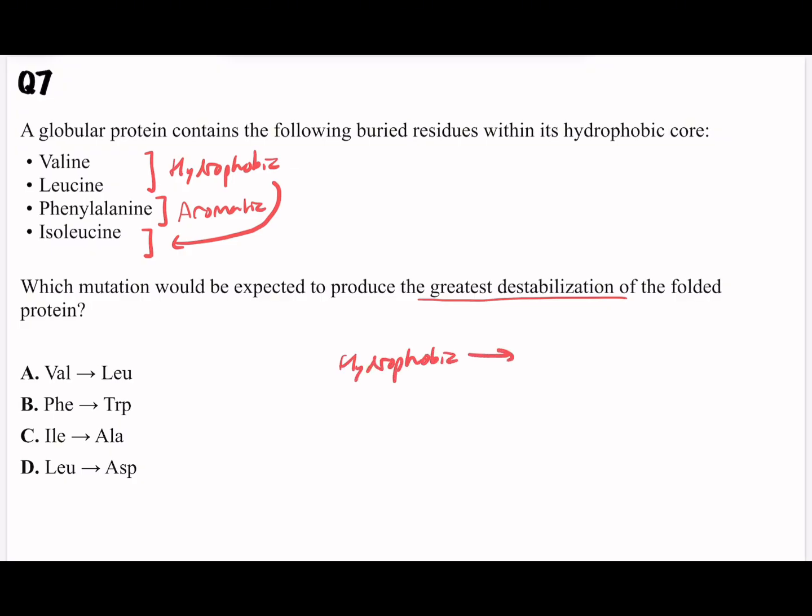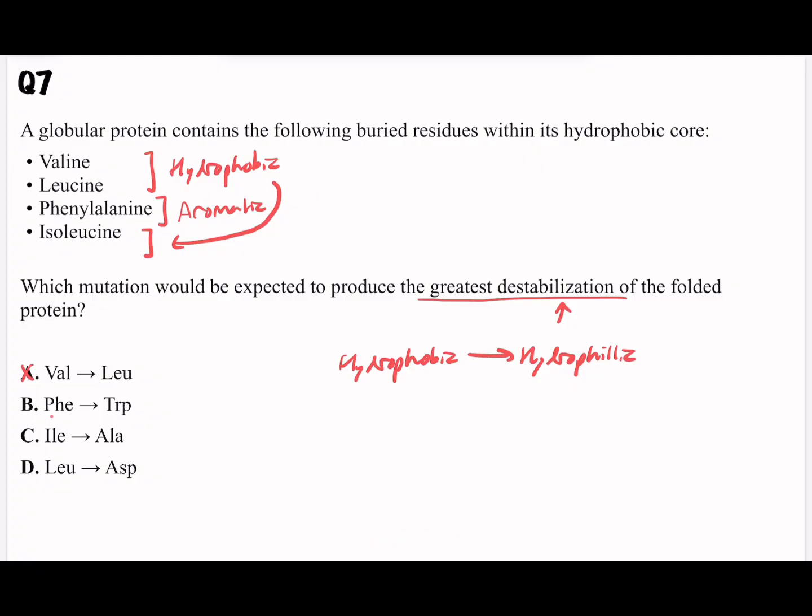and replace it with something hydrophilic. So if you want to cause destabilization, you really need to take something and replace it with its opposite. That's going to cause the greatest destabilization in a protein. Now let's look at the answer choices, keeping that in mind. Answer A proposes that we replace valine with leucine. We know that both of these are hydrophobic, and while they may vary slightly, it's not really going to cause a huge destabilization of the folded protein.